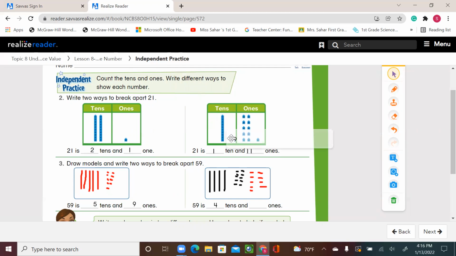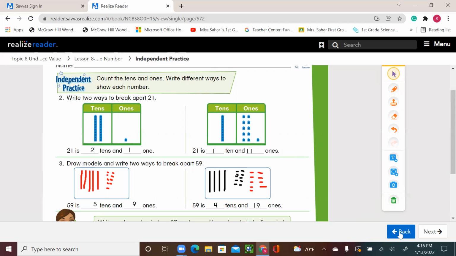If I want to check my answer, easy. Just count the whole thing. So 10, 20, 30, 40, 41, 42, 43, 44, 45, 46, 47, 48, 49, 50, 51, 52, 53, 54, 55, 56, 57, 58, 59. My answer is right.